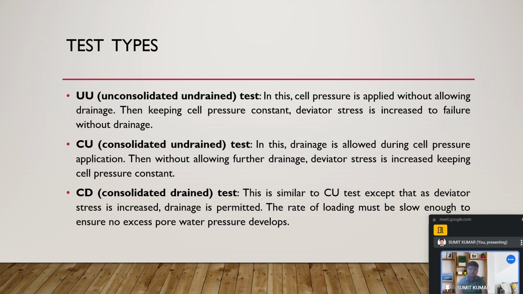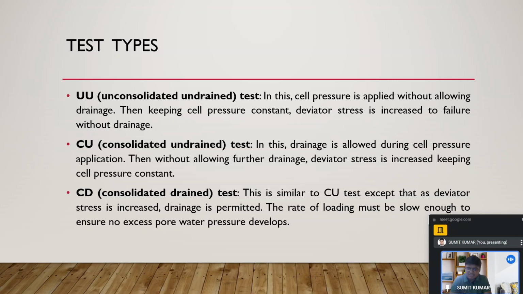First of all, we go one by one through the first three tests and take some brief aspects of those tests. First is the UU test. In this test, the cell pressure is applied without allowing drainage, then keeping the cell pressure constant, the deviatoric stress is increased to failure without drainage.